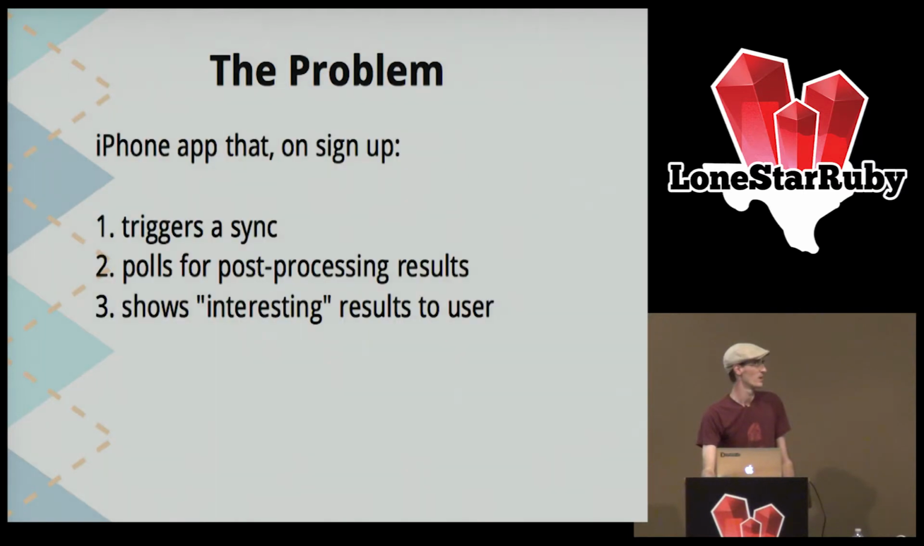So here's where we come to the problem, right? The syncs that I do are storing this data. Then there's an iPhone app that a team member is working on that uses this data. When a new user downloads the app and signs up for it, it triggers a sync and then polls for the post-processing results. And when it finds something interesting, it updates to show the user the interesting thing. Interesting here is determined by a Bayesian classifier, but that's beside the point for our purposes. Just know that it takes a little time after the sync is done to determine whether something was interesting.